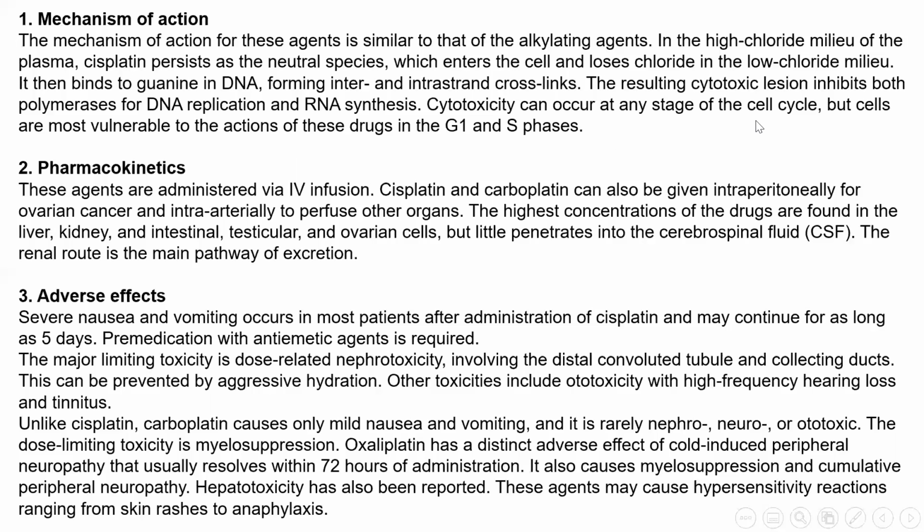Cytotoxicity can occur in all stages of the cell cycle, but I think these drugs mostly affect the G1 and S phases of the cell division cycle. Pharmacokinetics. These agents can be given by intravenous administration and also by intraperitoneal administration in the case of ovarian cancer, or intra-arterial administration in the case of other organs. So in this way we have either intravenous, intraperitoneal, or intra-arterial administration. The highest concentrations of these drugs accumulate in certain tissues such as the liver and kidneys, but they have a poor ability to penetrate the cerebrospinal fluid and the blood-brain barrier.